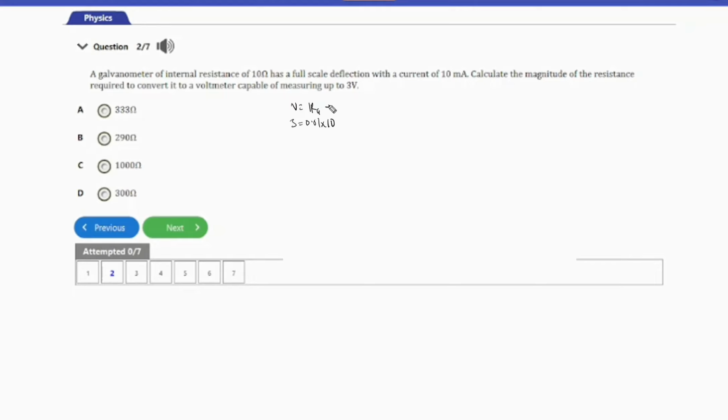Now this plus the IR for the external resistance, where I is still 0.01, times R, which is unknown. In order to resolve this, R is going to be the 3 volts minus the product of these 10 ohms and 0.01 amps, which is 0.1. So 3 volts minus 0.1, and all of this over 0.01. That's 290 ohms, and that's option B. Let's go ahead and consider the next question. That's question number 3.